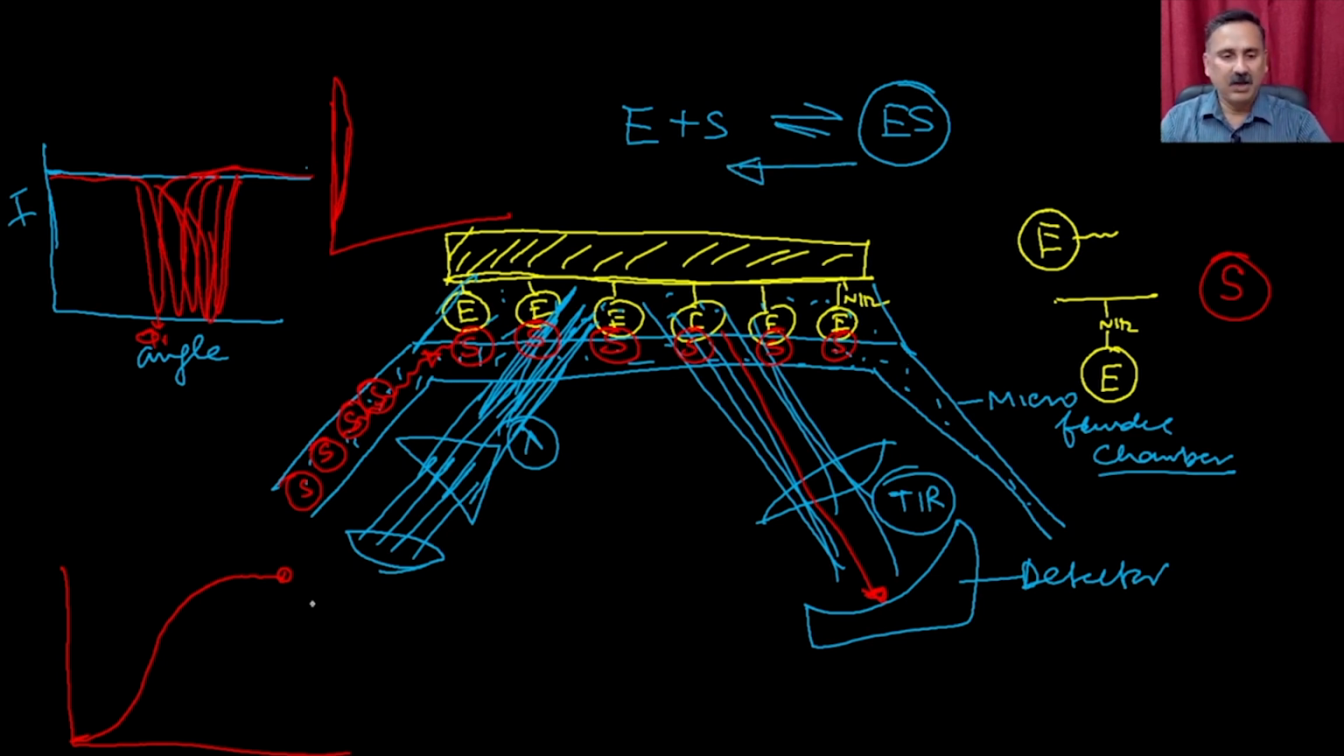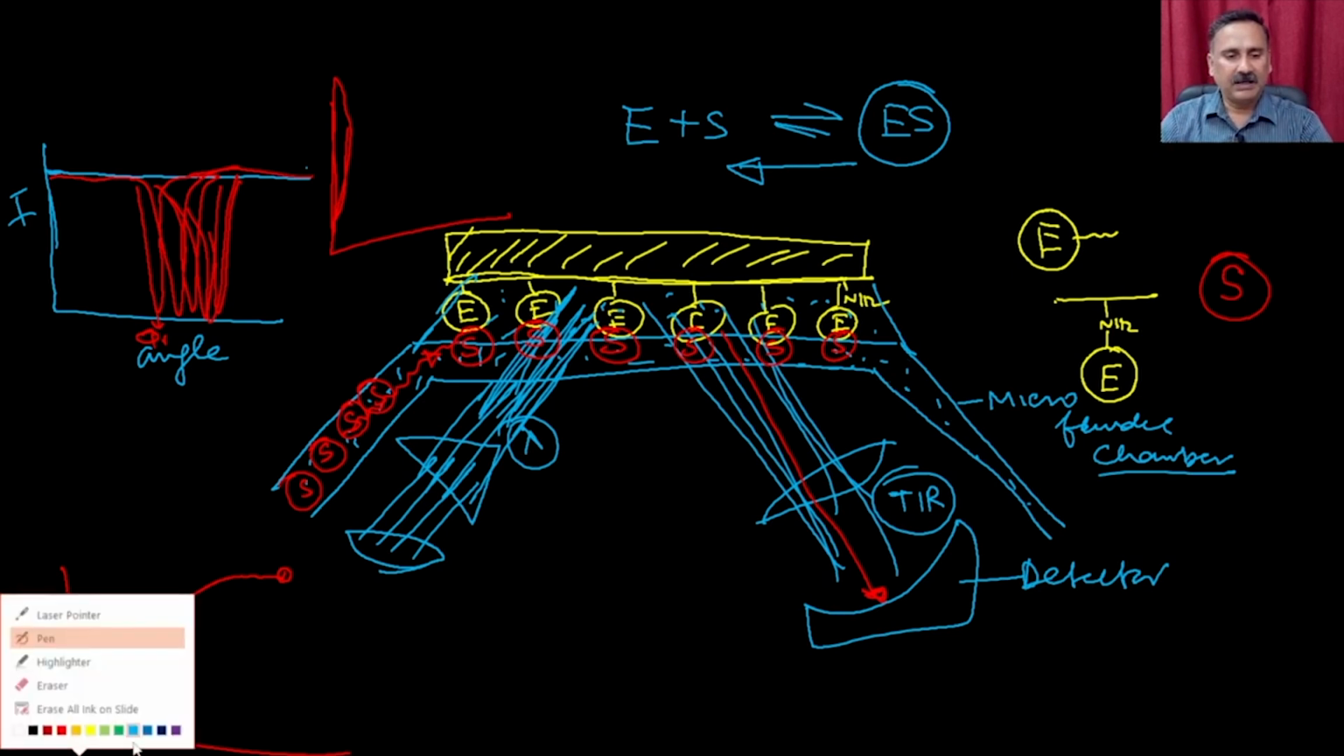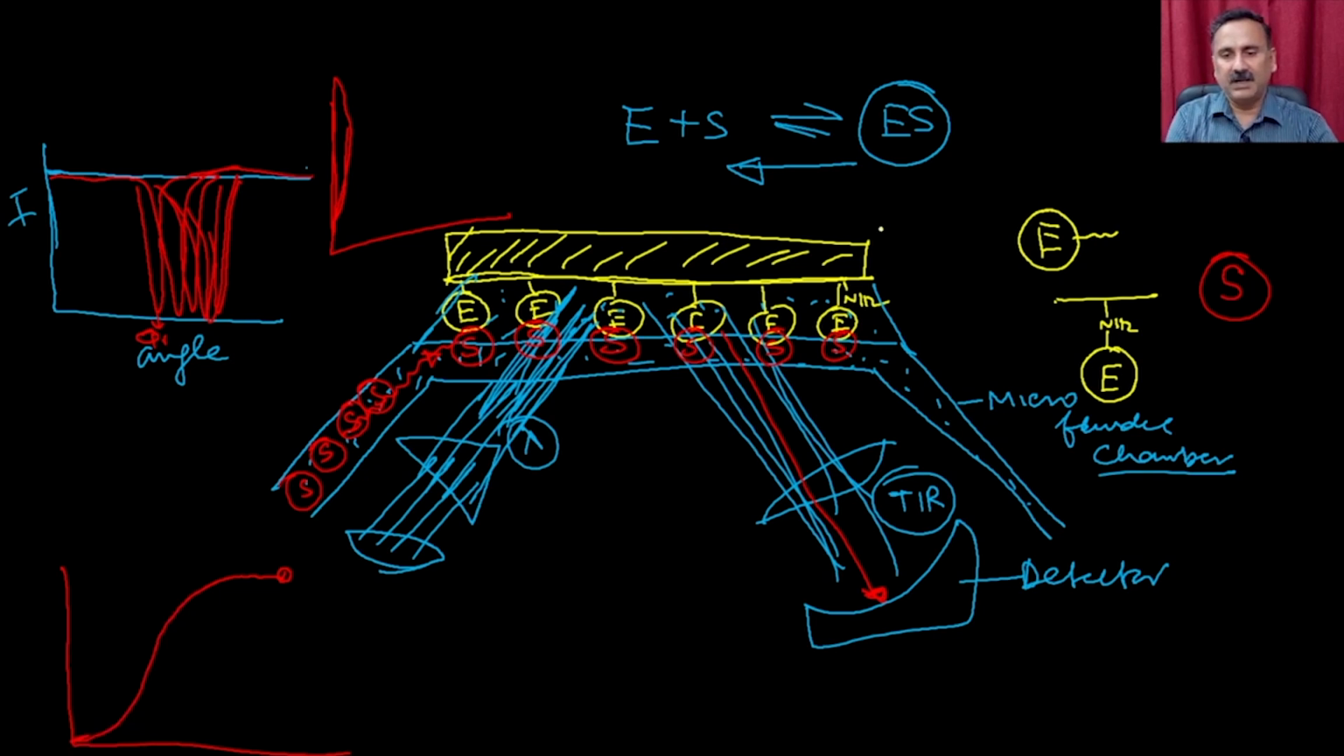And as a result, the substrate is going to be removed. So substrate molecules are going to come out from these enzyme substrate complexes. So it's going to show you this. Okay, so this is an association.